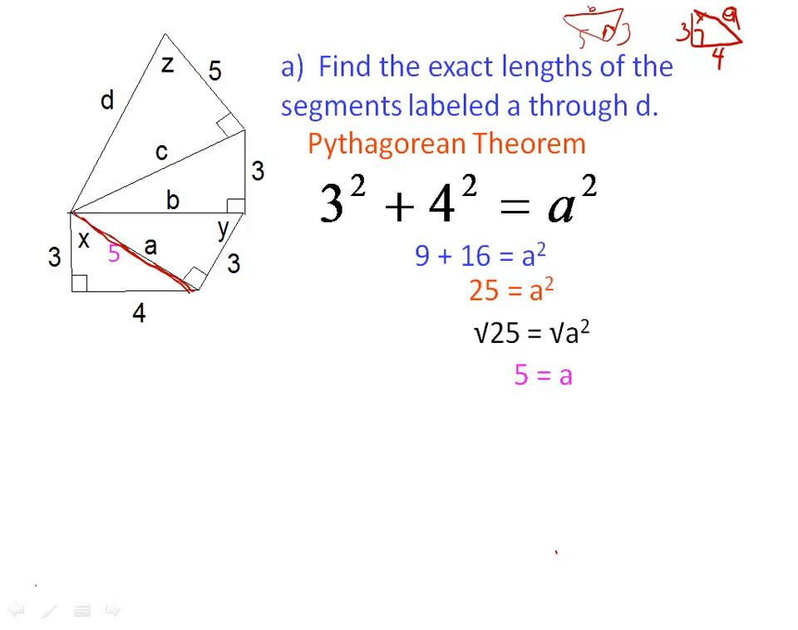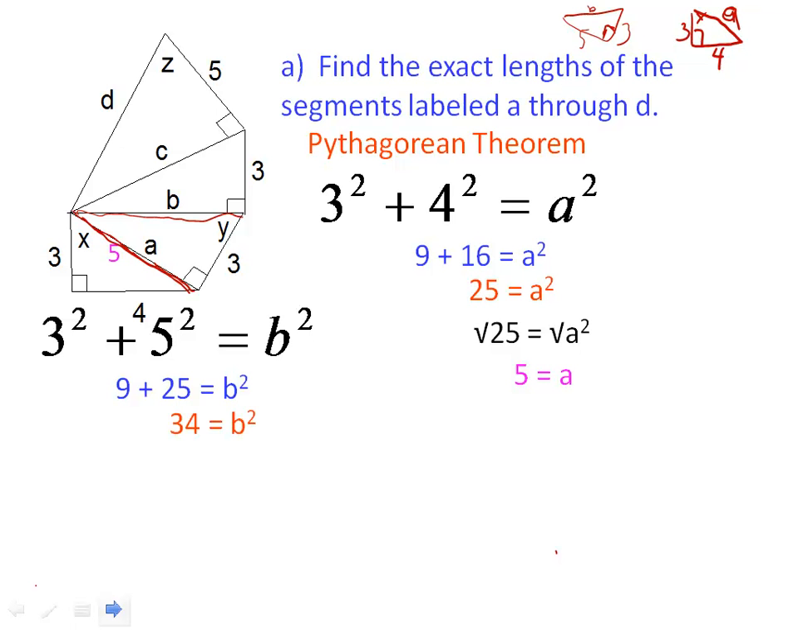We're trying to find B now, and that's this length here, which is the hypotenuse of this right triangle, but also the leg of the next right triangle. So we're going to see a pattern emerging here as to how we solve these. We use the answer we got for the last question as part of our solution to the next one. So 3 squared plus 5 squared equals B squared. 9 plus 25 is B squared, and so that's 34 equals B squared.